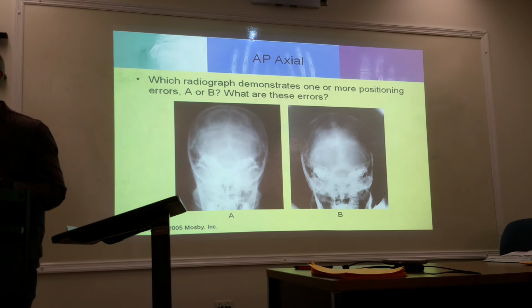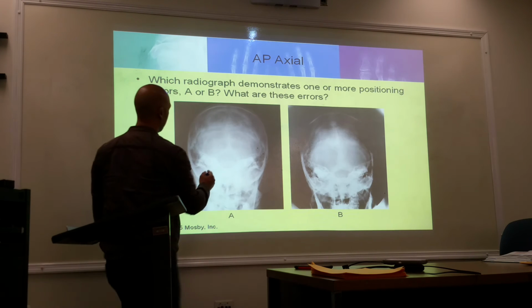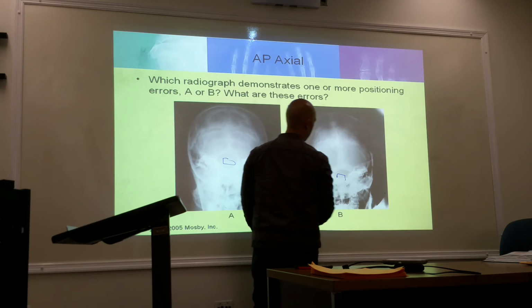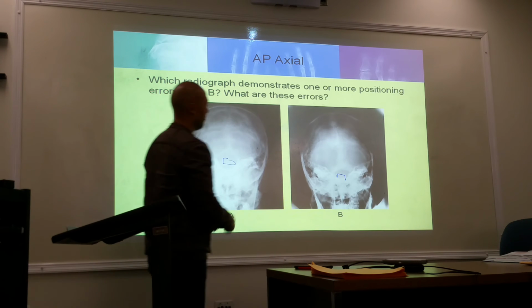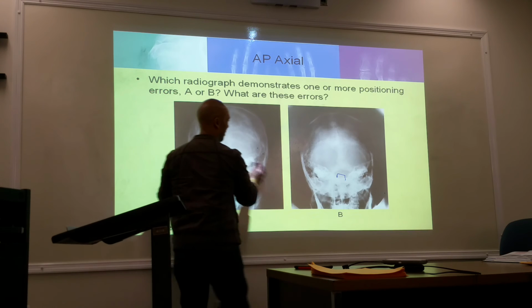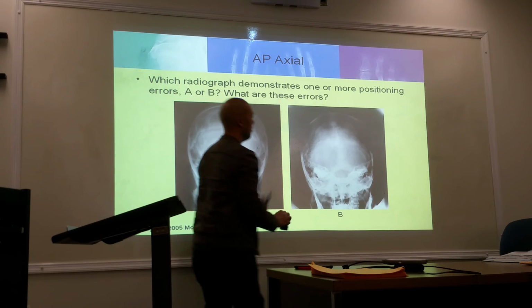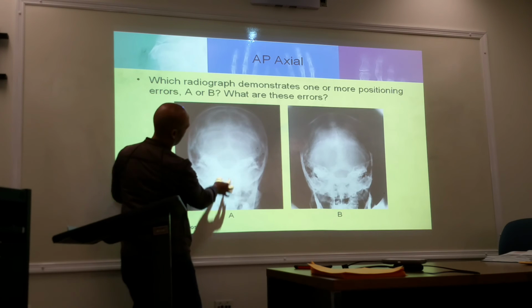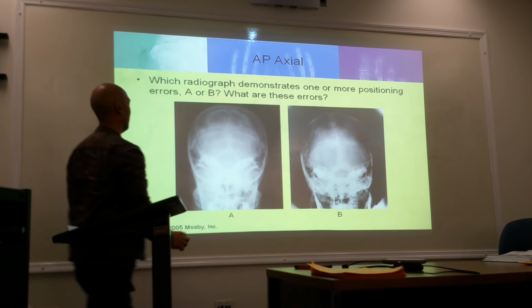Which radiograph demonstrates one or more positioning errors? What's that hole? The foramen magnum? It's too high up. Well, this one is sitting right in the middle. This one is a little bit lower, but it's still within the foramen magnum. I don't think these are good images to even say there are errors. The errors are so minute. But the dorsum sellae here is sitting in the foramen magnum.